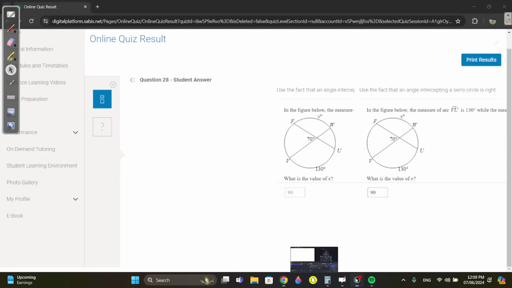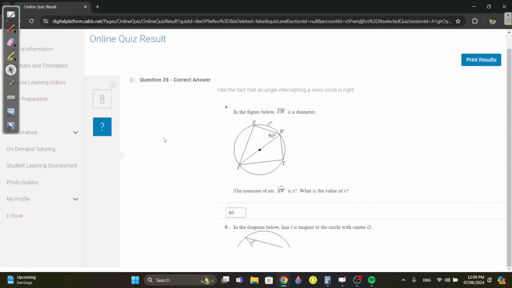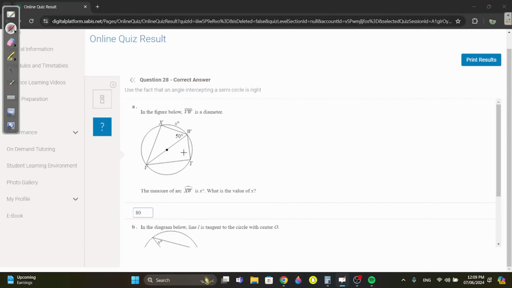Finally, the last question of this. How long is it? 40 minutes. The measure of arc xw. Take a look here. They said VW is the diameter. So this angle here will be 90 because it intercepts a semicircle, right? So it's gonna be 90. If this is 90, how much is this? It's obviously gonna be 40, because 180 minus 90 minus 50 gets me 40.